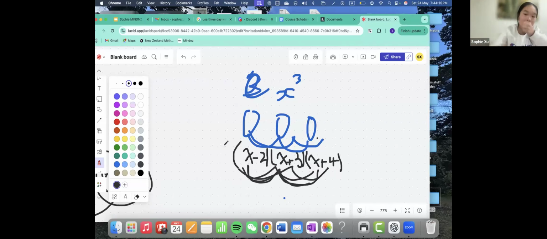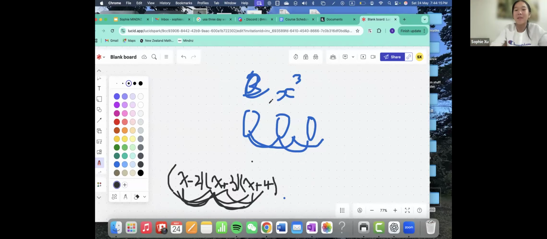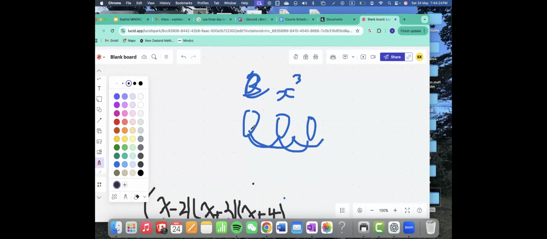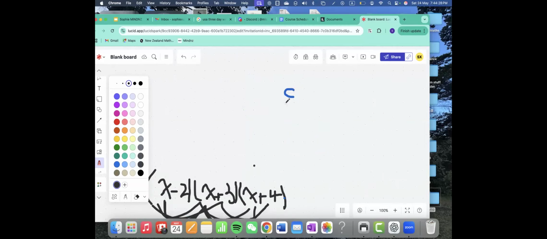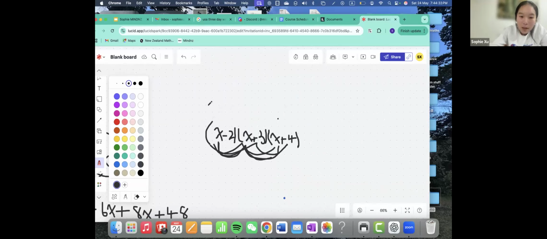Kingsley's way was also really smart. What he did was, wait, can you please rub out this stuff? Sorry. Thank you. So what he did was expand these two brackets first, and then use that, and then multiply that by this one.